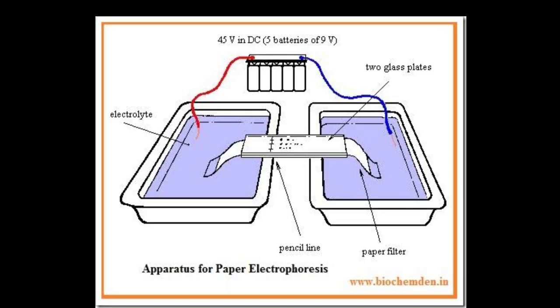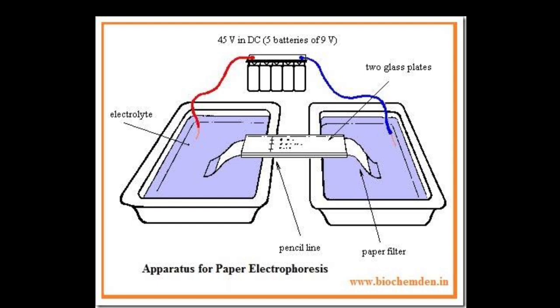This picture clearly explains the setup. Two buffer solution tanks contain a buffer solution, and centrally there is a strip-like structure on which a filter paper is placed. One side of the buffer tank contains the anode, and the other side contains the cathode, positively and negatively charged. They are joined together by a battery supply, which provides the voltage.